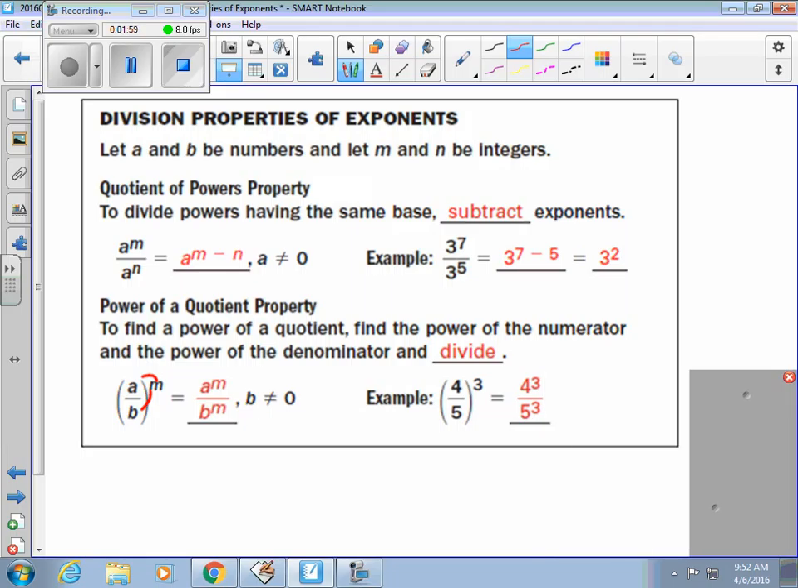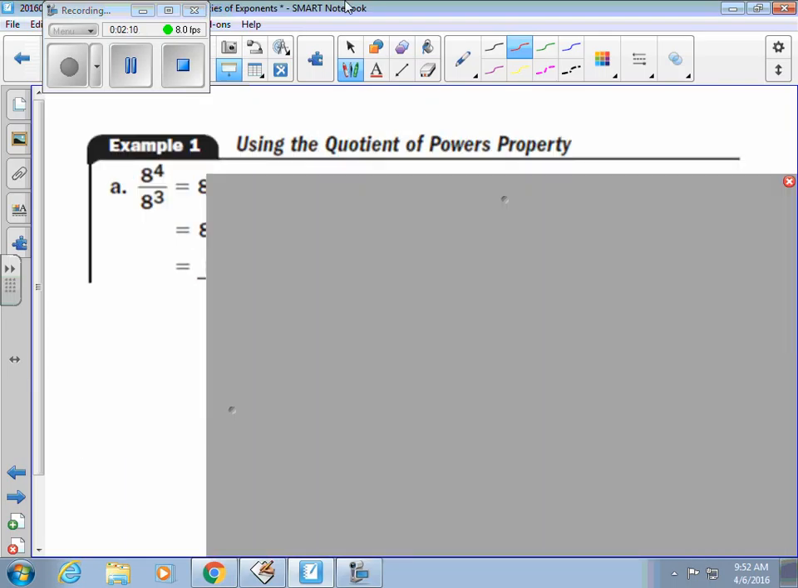Again, it's not the distributive property. So if you write distributive property, technically you'll be wrong with that. But it acts just like it, and most people can compare it to that to where they can remember it very easily. Example number 1 is using the quotient of powers property.